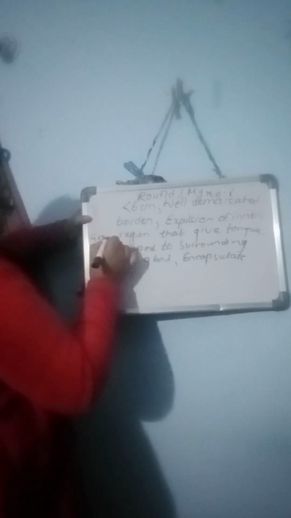So these are the gross features. Imagining this, firstly it is rounded or circular, then it is encapsulated, then due to expulsion it gives the tongue shape, and the border diameter is less than 6 cm. Diameter or length I'm not sure, but less than 6 cm. Well demarcated expulsion of the inner region. These were some of the features, and they also have chondroid regions.